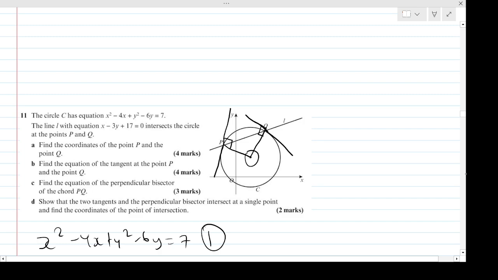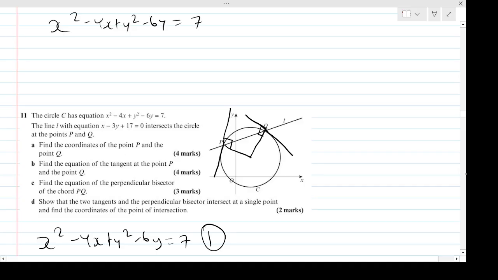However, I need to know the centre to work out the gradient of the radius. Okay, but I know how to work that out again. I'll probably do that up here actually. I can complete the square on this to then find the centre.